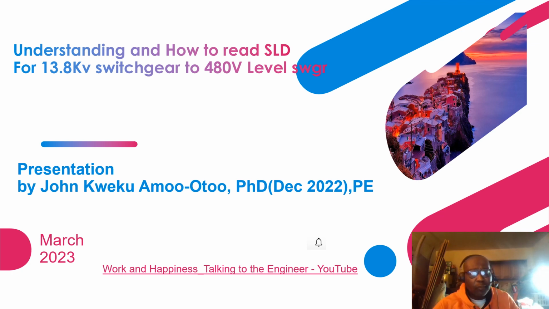Welcome to another session of my presentation series, and this time I have a very interesting topic. The title is Understanding and How to Read a Single Line Diagram for a 13.8 kV switchgear all the way up to 480 volts level switchgear. My name is John Kweku Amotu, and I've been a professional electrical engineer for the past 31 years, and I'm based in the United States of America.